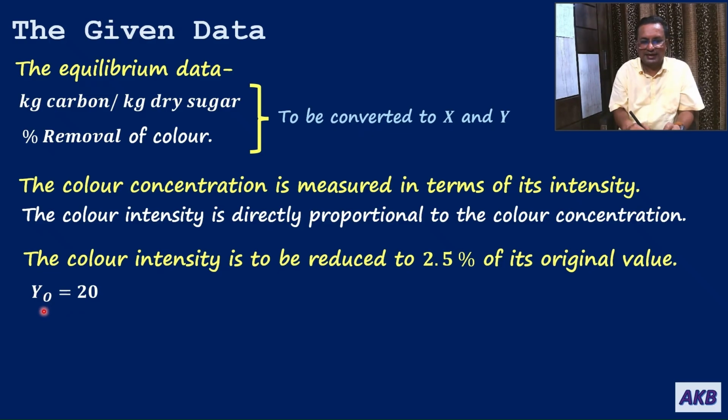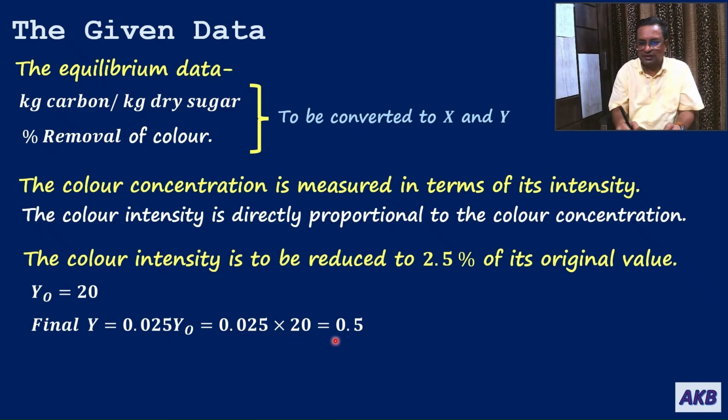So we are saying that initially the color concentration is 20 color units per kg dry sugar. That's why in this case capital Y0 is 20. And this has to be reduced to 2.5% of its original value. Therefore, in this case final Y will be 2.5% of capital Y0. So that is 0.025 into Y0, that is 0.025 into 20, which comes out to be 0.5.